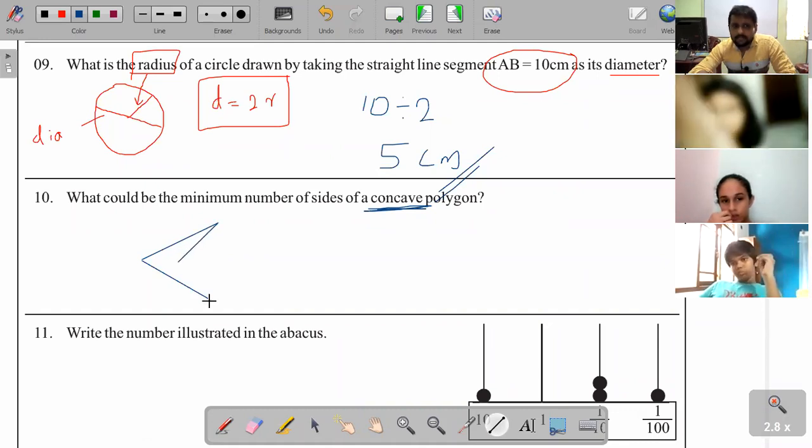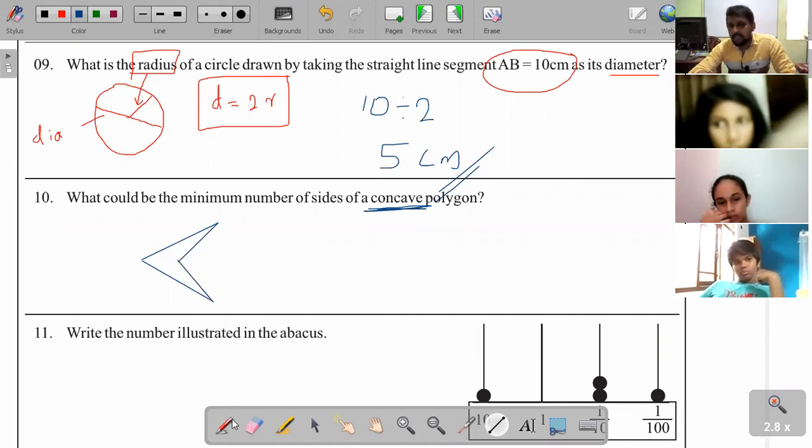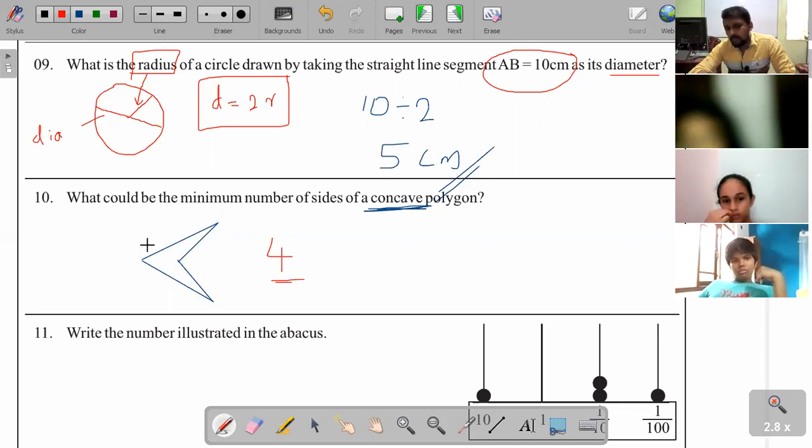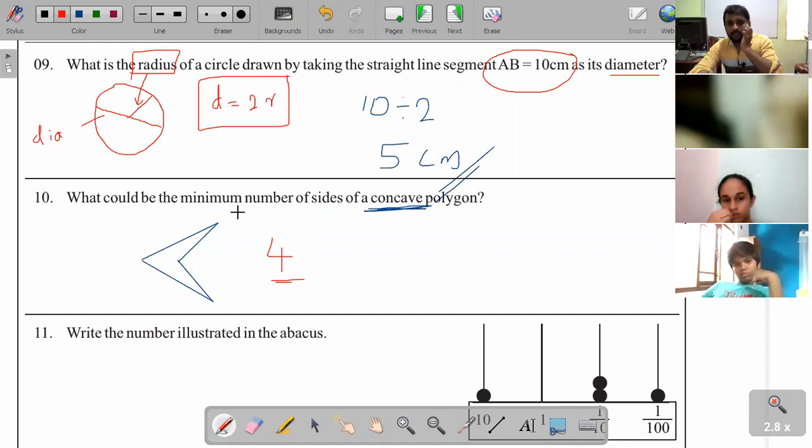Look at this. It is a concave polygon, no? So what is the minimum number of sides? It should be 4. Your answer is 4. But also you draw this figure in your book, right?